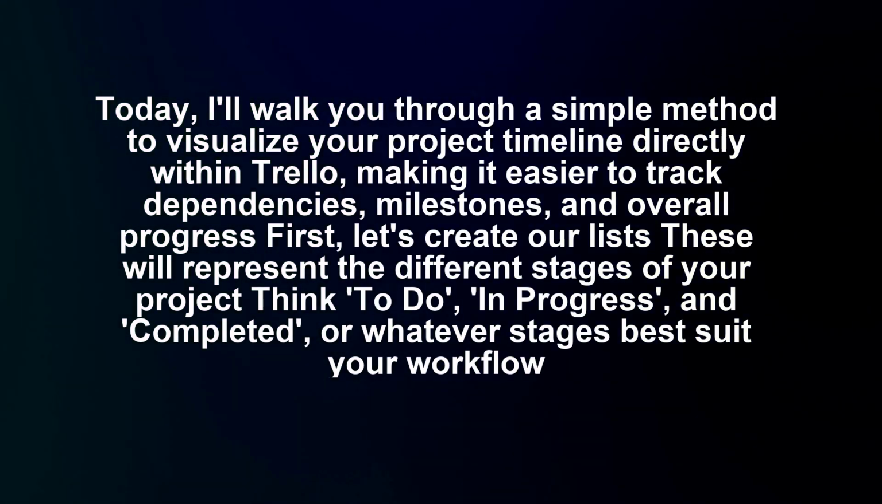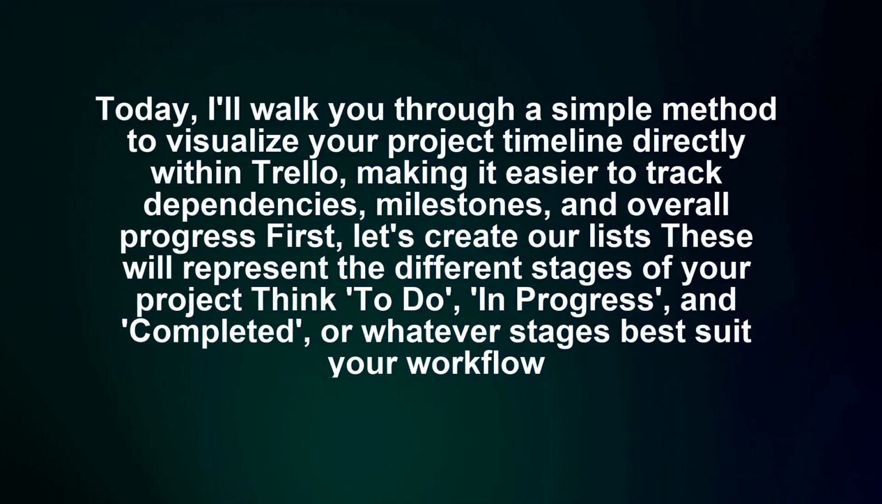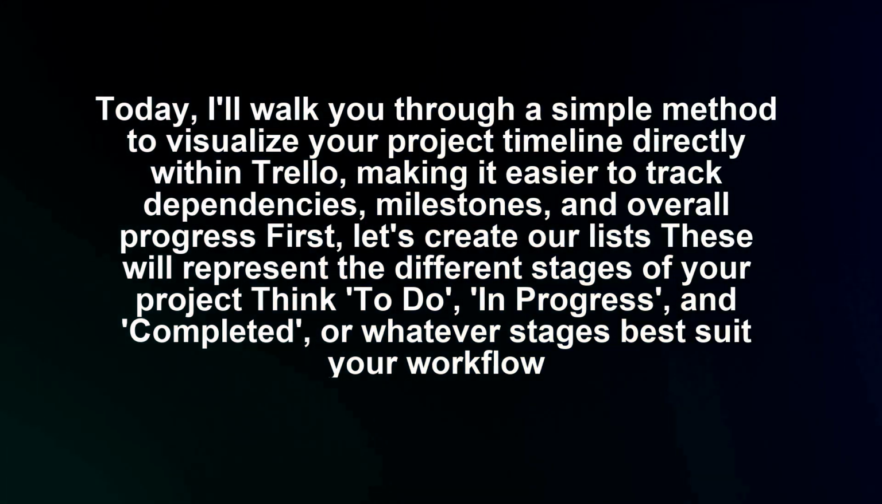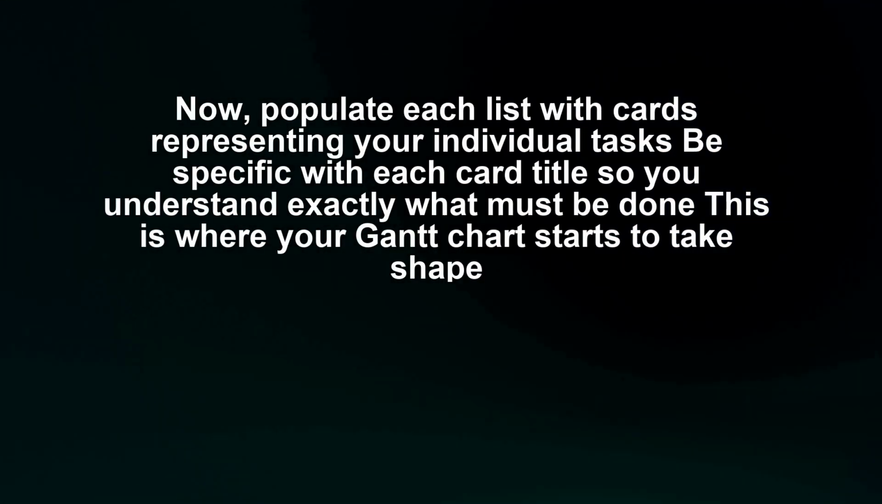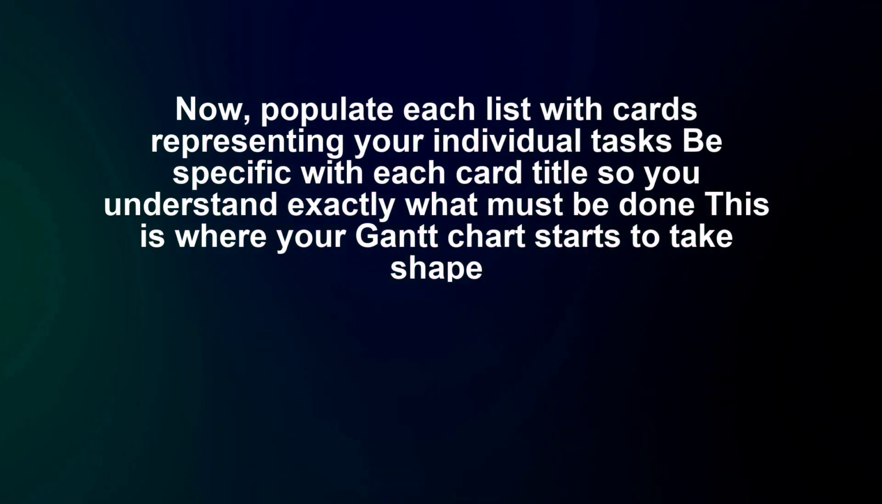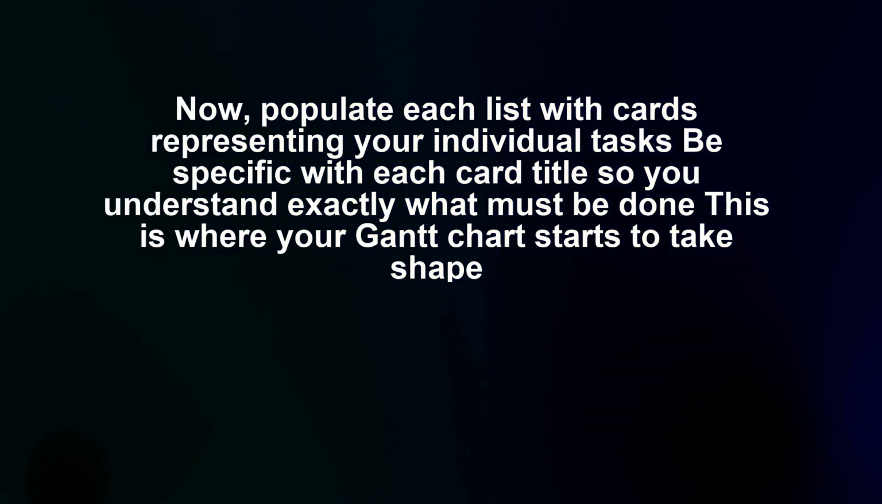First, let's create our lists. These will represent the different stages of your project: to do, in progress, and completed, or whatever stages best suit your workflow. Now, populate each list with cards representing your individual tasks. Be specific with each card title so you understand exactly what must be done. This is where your Gantt chart starts to take shape.